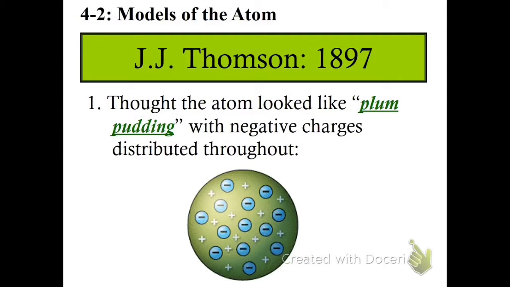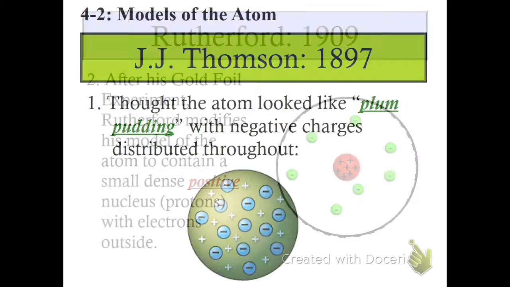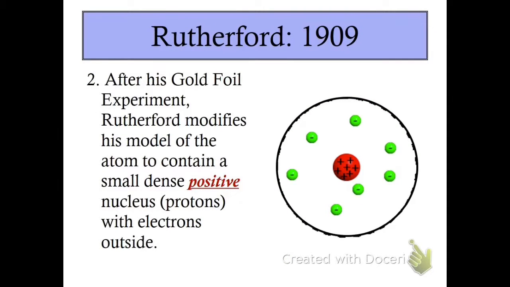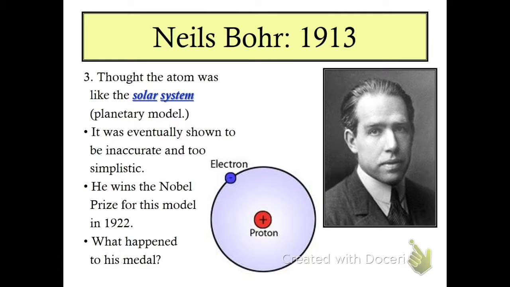So if we want to summarize the models of the atom, J.J. Thomson thought the atom looked like plum pudding with negative charges distributed throughout. Ernest Rutherford, after his gold foil experiment, determined that the atom was mostly empty space with a small dense nucleus that was positively charged. From there, we have Niels Bohr, who thought the atom was like a solar system, called it the planetary model, and that electrons existed in different energy levels, much like the orbits of different planets around the sun.